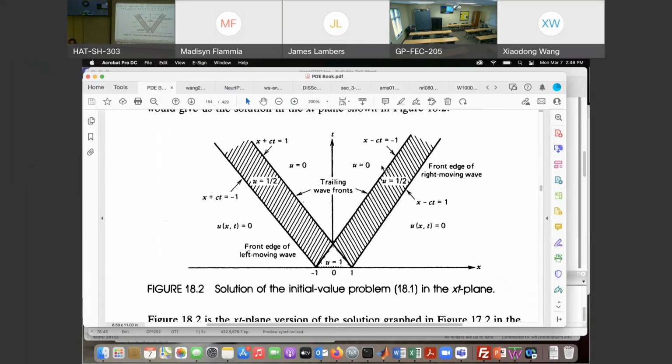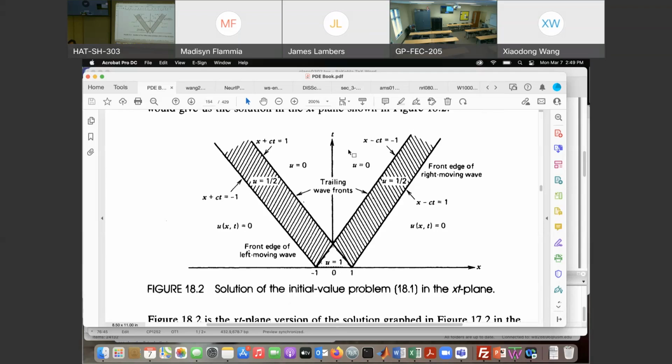All right. Now, here, if we look on the x-axis, between -1 and 1, that's the only place where the initial data is non-zero. So, in QI, this is the xt plane. So t is playing the role of the vertical axis.